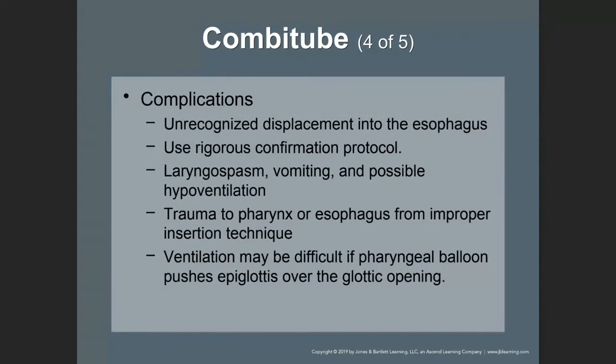Continuing with complications, unrecognized displacement into the esophagus is an issue. Use a rigorous confirmation protocol. Laryngospasm can occur, vomiting, and possible hypoventilation. Trauma to the pharynx or esophagus from improper insertion technique. Ventilation may be difficult if the pharyngeal balloon pushes the epiglottis over the glottic opening.